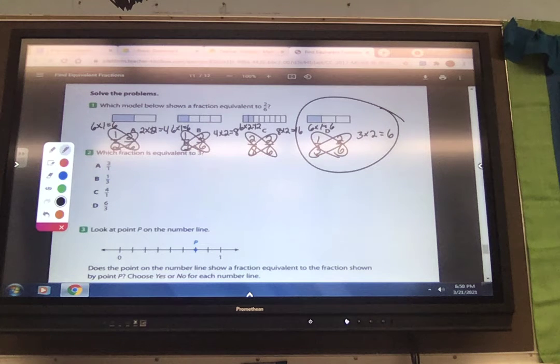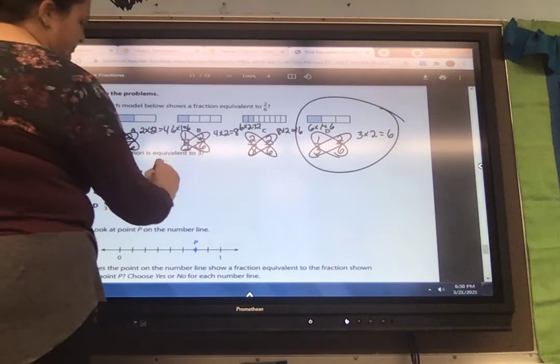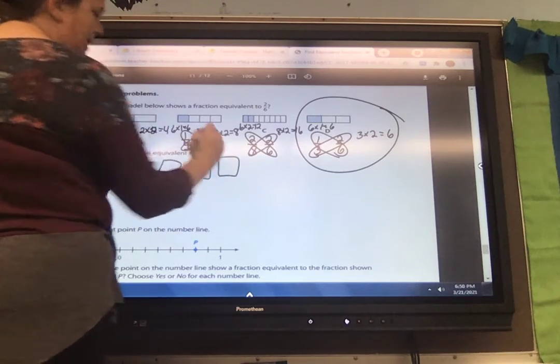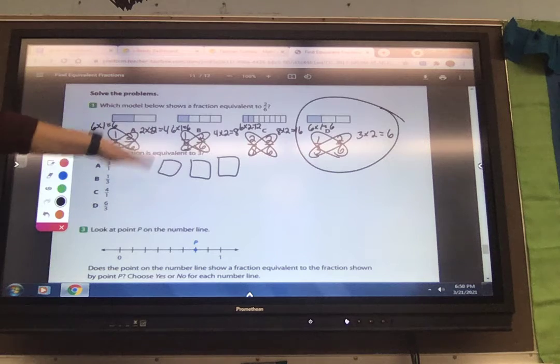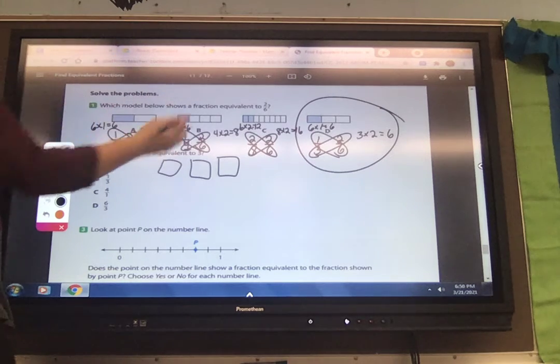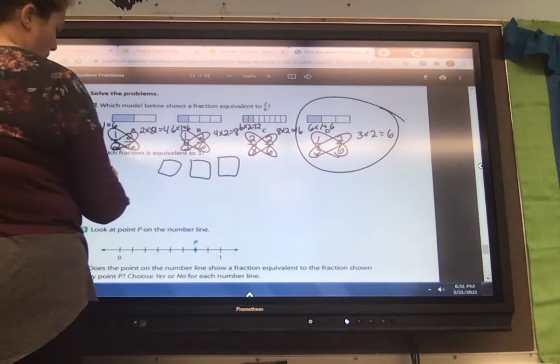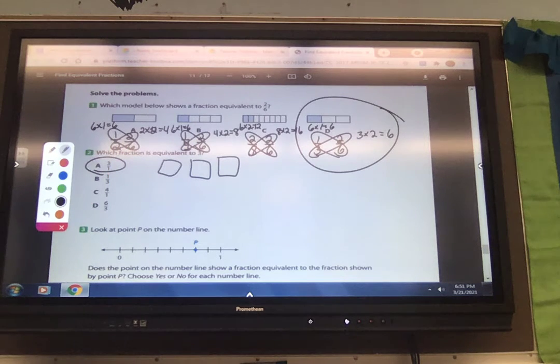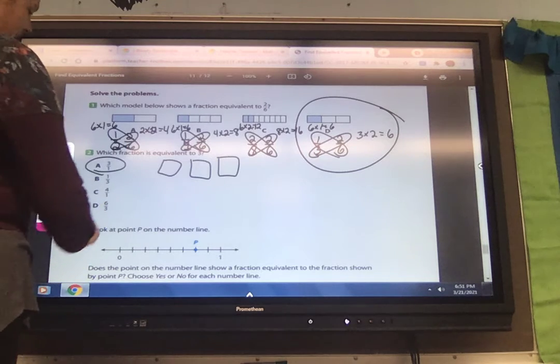Number 2, which fraction would be equivalent to 3? So when we have a whole number, they are separated and we're not cutting them into parts, so we just simply put 3 over 1. So A shows a whole number. B is a fraction, not a whole number. C is a whole number, but it's the whole number 4. D is a whole number, but it's a whole number.